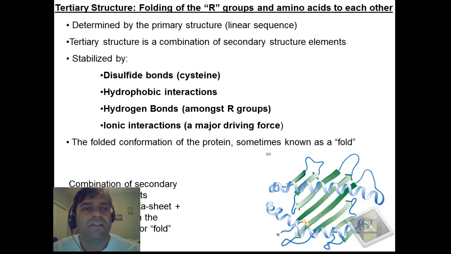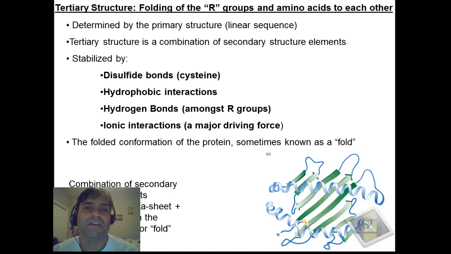In terms of protein levels of structure, the tertiary structure actually involves folding of the R groups. If you remember, the primary structure is the amino acid sequence, just letters, nothing really three-dimensional about it. The secondary structure is hydrogen bonding across the peptide bond, so we'll have either an alpha helix, a beta sheet, or a random coil. And now we're focusing on tertiary structure.